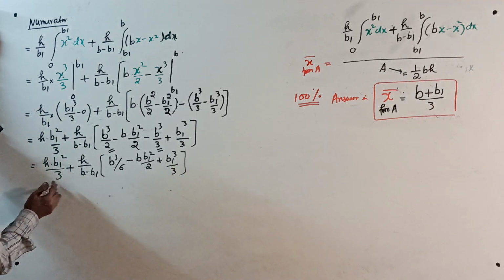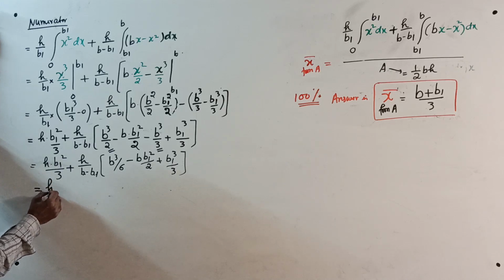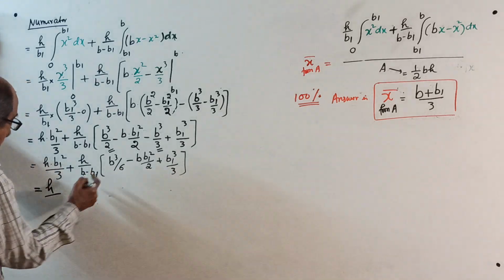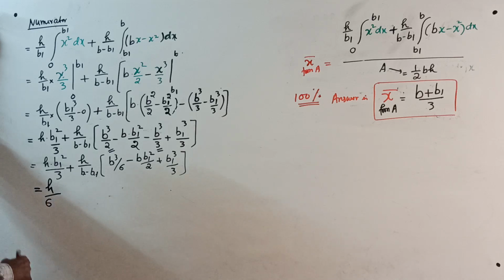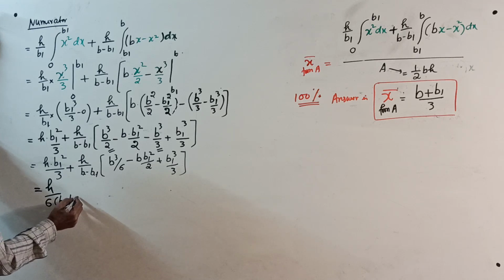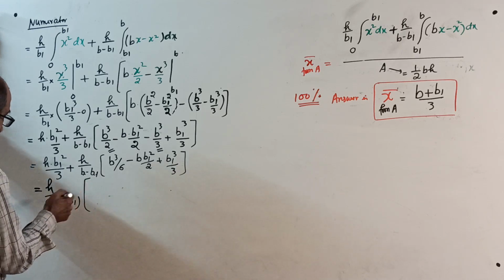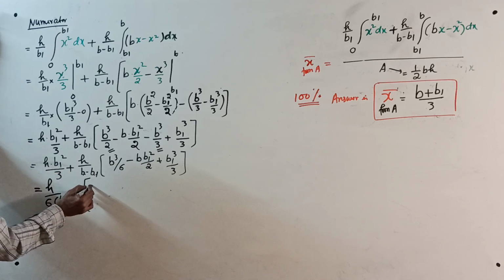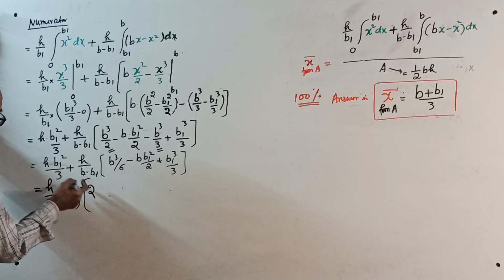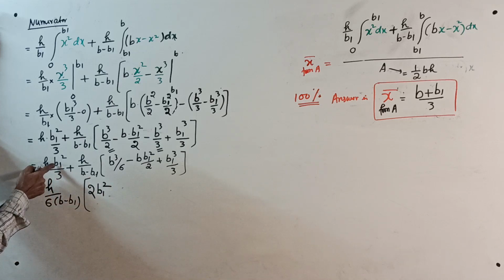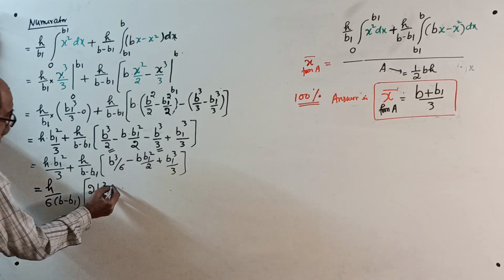h outside I am taking, for 3, 6, 2, 3, I am taking 6 outside, and also I am taking b minus b1 outside times, here h by 3 is there, so 2 will come here, 2 b1 square into b minus b1.